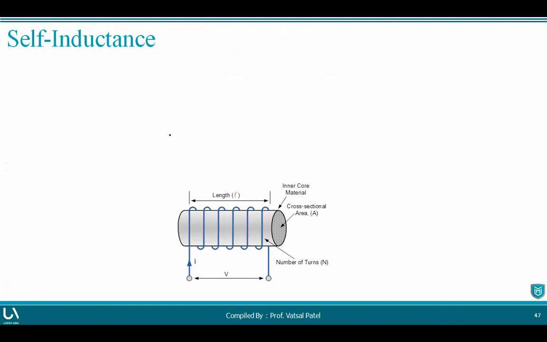The self inductance is identified here with this diagram. You have a core, the inner core material, with a cross sectional area, and the number of turns wound on the core, and the length of the coil is small l. Once you apply the voltage to the coil, the current will pass through that coil and the flux will be produced.